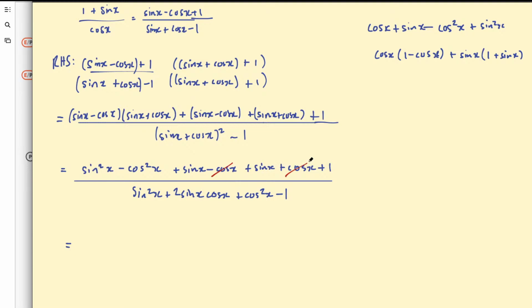Okay, what can we cancel? That disappears. Then we have sine squared x take cosine squared x plus 2 sine x plus 1. What do we need? We need plus sine x over cosine x.